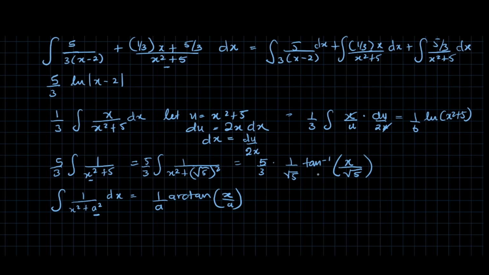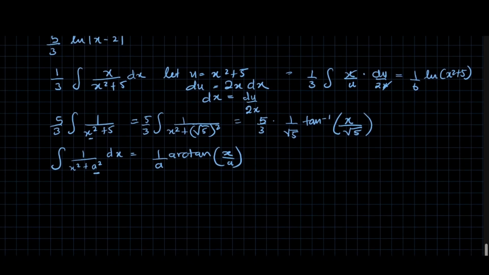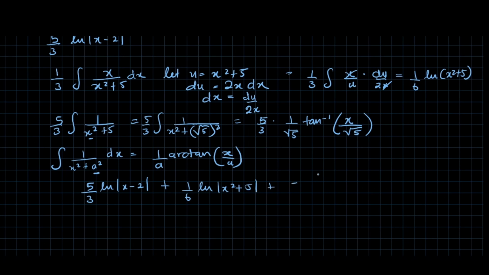So the final answer for this entire integral is 5 over 3 ln|x minus 2| plus 1 over 6 ln(x squared plus 5) plus 5 over 3 root 5 times tan inverse of x over root 5, plus C, a constant.